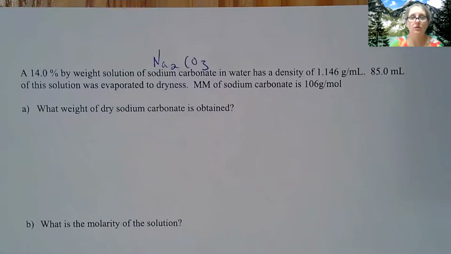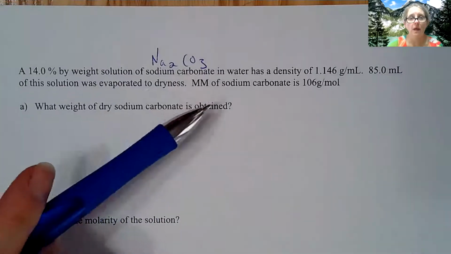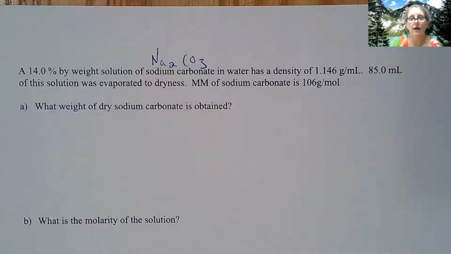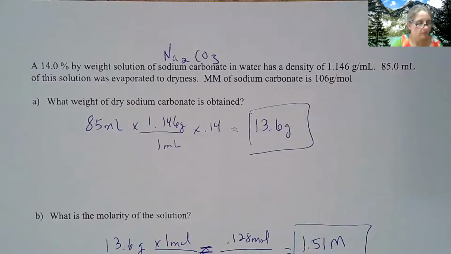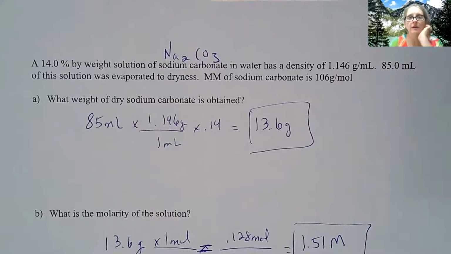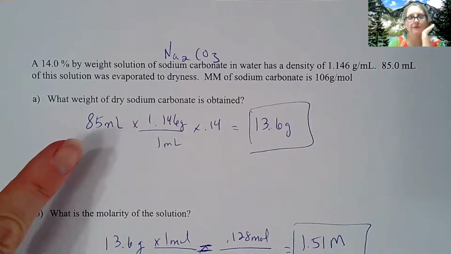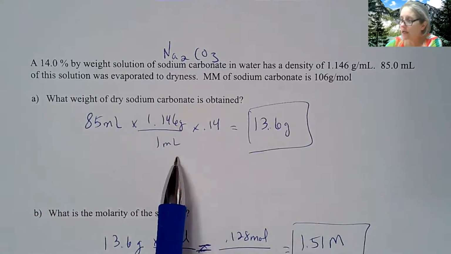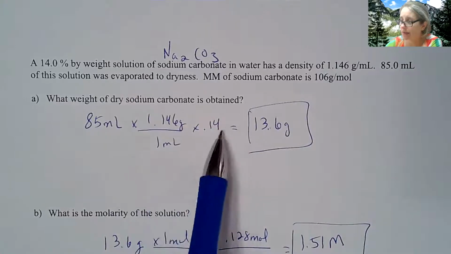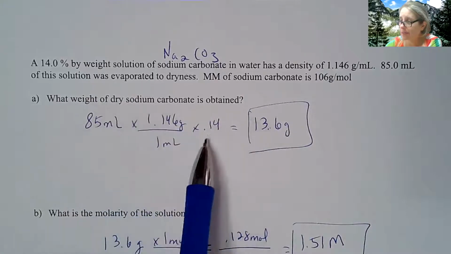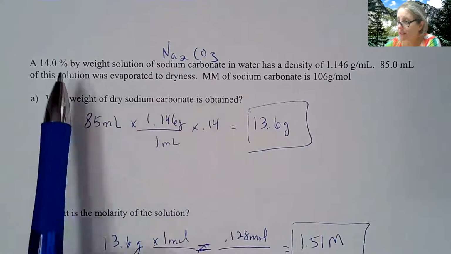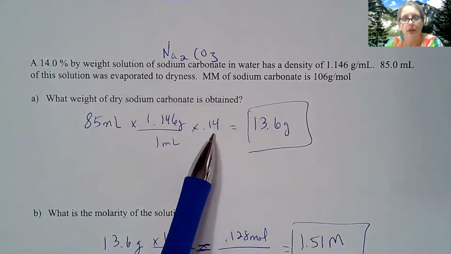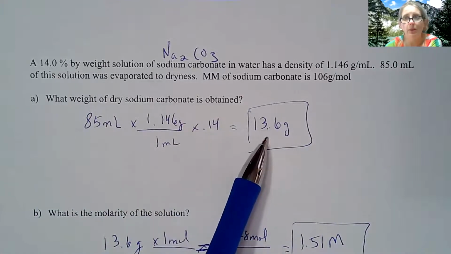All right, so why don't you try this next problem? Write down the formula of sodium carbonate and see if you can do the calculations. I'm going to pause the video and then come back with the answers. All right, so first off, I took the 85 milliliters of the solution and I used the density to find the number of grams. And then for the sodium carbonate, I took the fact that it was 14% by weight, so I multiplied it by 0.14 to get 13.6 grams.